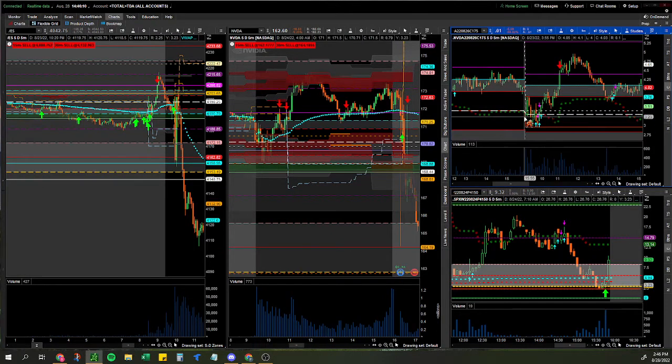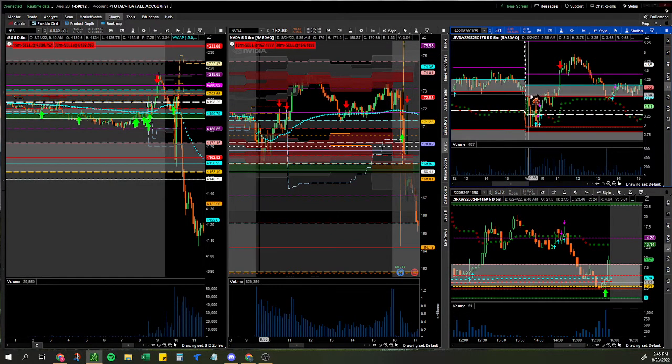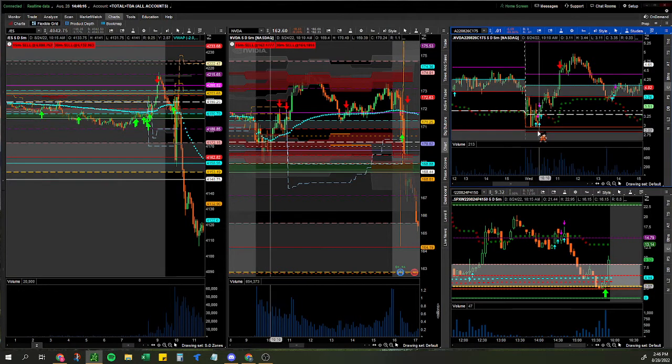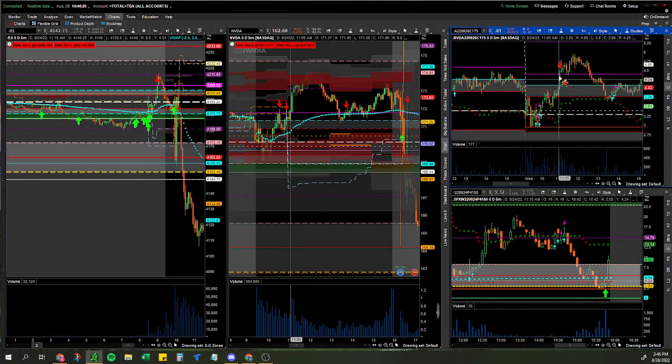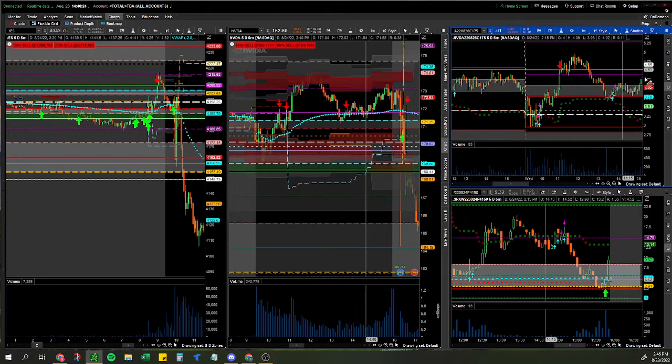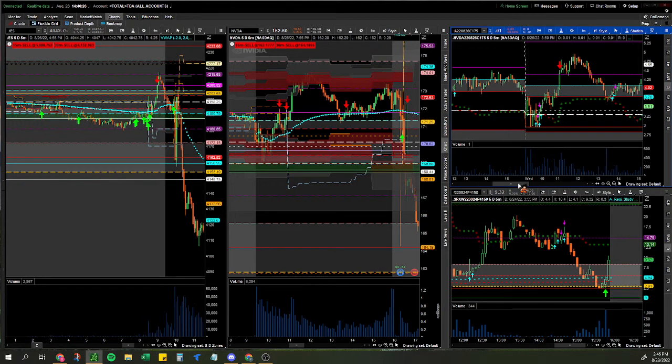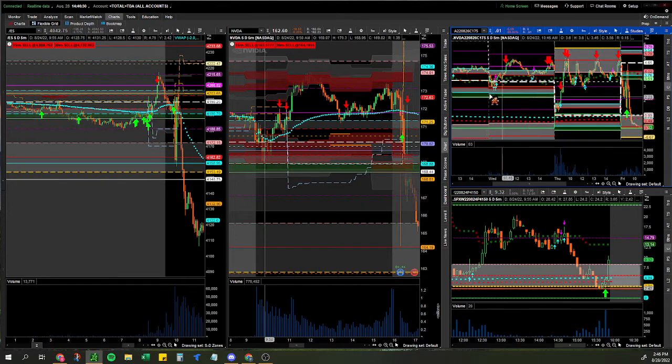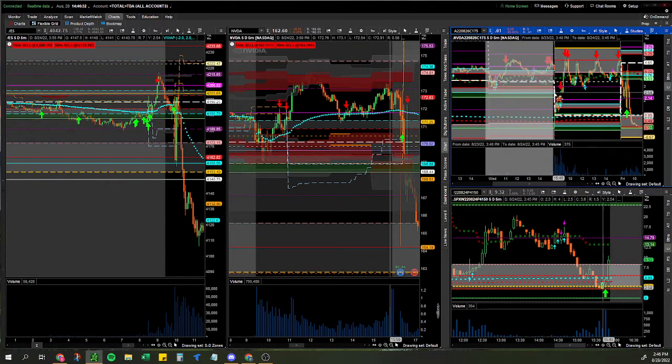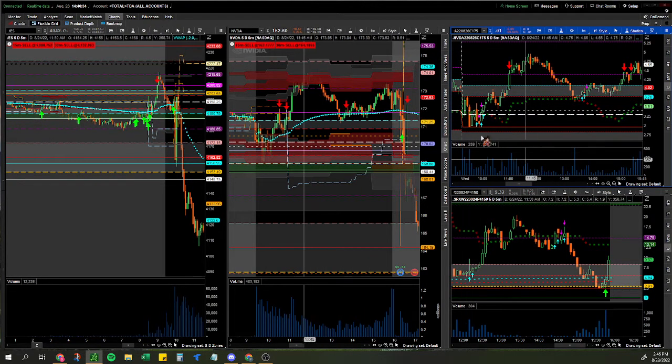On Wednesday, we get that pop up to burger top, then a dump through open, almost getting to that burger bottom, held $3, took off to just a hair above burger top, 4.7 from $3. Anyway.